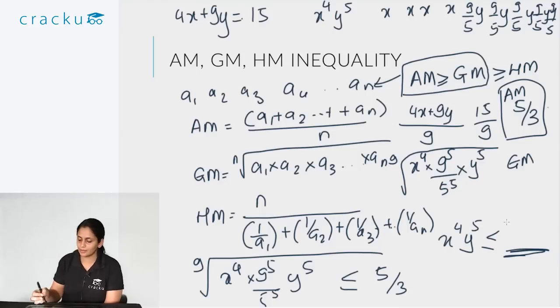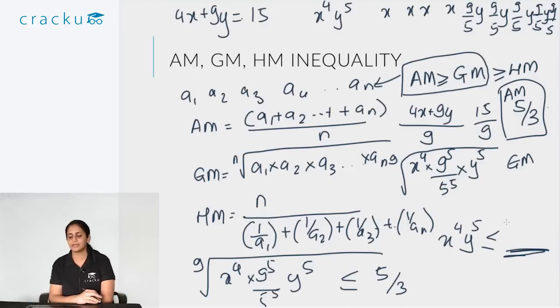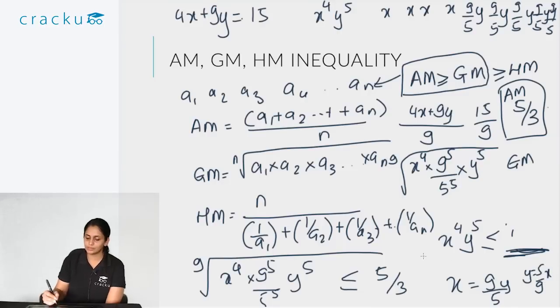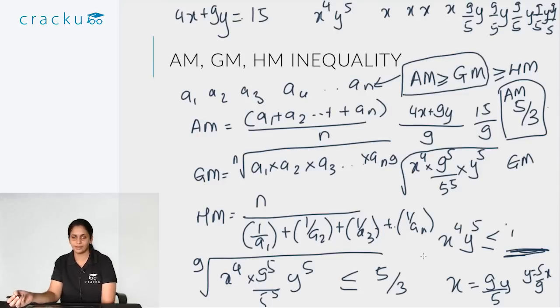And when does equality occur in the inequality AM greater than or equal to GM? AM will be equal to GM will be equal to HM when all the terms are equal to each other. So in this case, whatever the max value is, that max value will occur when x is equal to 9y by 4, or y is equal to 5 by 9x. Once you put that value, you will get some value for x and y. So this is when the max value of x raised to 4 into y raised to 5 will occur. So this is the basic use for the AM, GM, HM property.